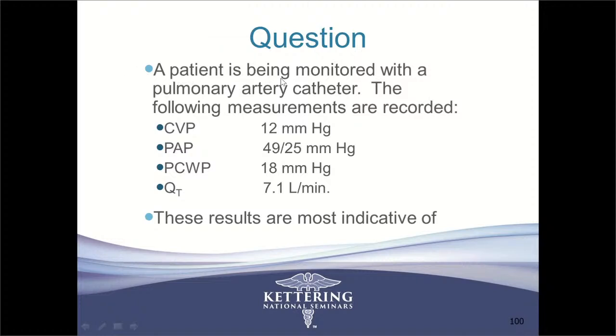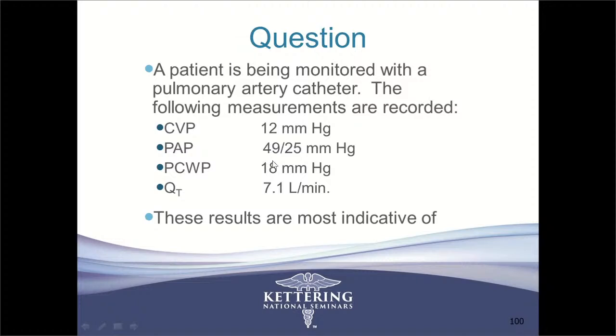So patient question here, patient being monitored with a pulmonary artery catheter. The following measurements are recorded. Again, I've got a list, I'm going to skip it, and then I get down to the question, these results are most indicative of. So what's the problem? All right, let's go back up here. 12 millimeters of mercury CVP. Now they've changed the units on me here. So this should be what? 2 to 6, right? So that's a double arrow right there, okay?